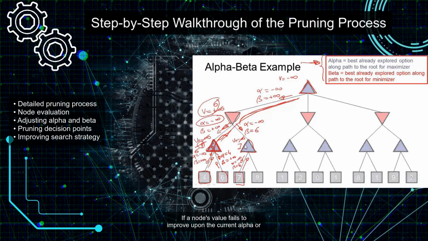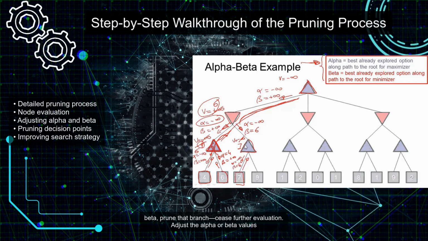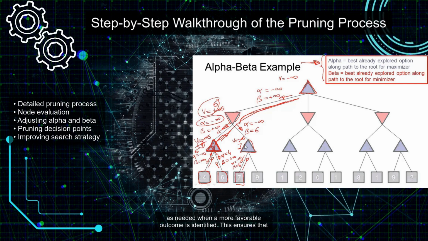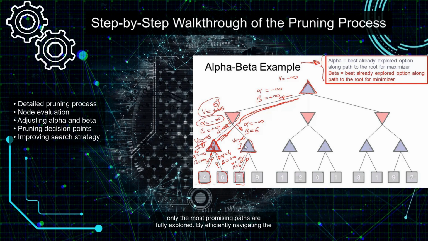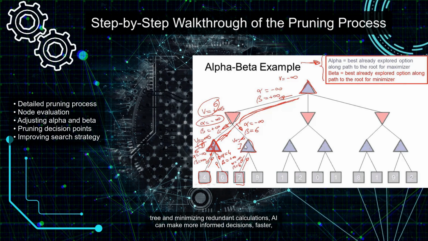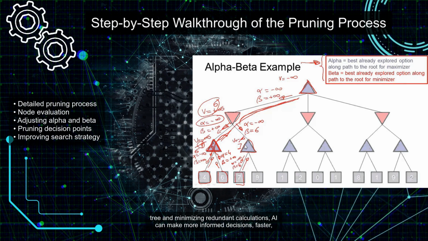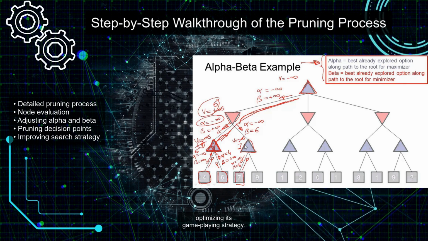If a node's value fails to improve upon the current alpha or beta, prune that branch to spare it further evaluation. Adjust the alpha or beta values as needed when a more favorable outcome is identified. This ensures that only the most promising paths are fully explored. By efficiently navigating the tree and minimizing redundant calculations, AI can make more informed decisions, faster, optimizing its game-playing strategy.